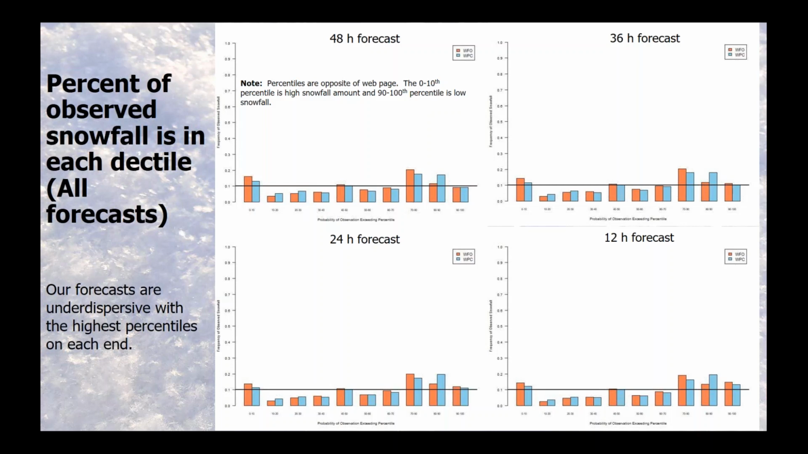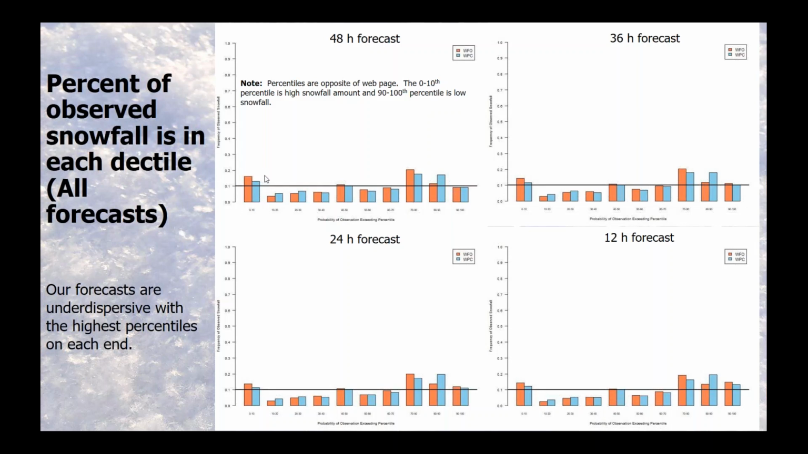So we did that, and ideally you want all these bars, the orange being the WFO and the blue being WPC, to be right up along this black line. That's 10%. Because if you have a really well-performing ensemble, 10% of the time it should be within these 10 percentile bins, or these deciles. Well, obviously no ensemble is perfect. It doesn't end up being perfect all the time. And what we're seeing are a couple of pretty common biases in our ensemble.